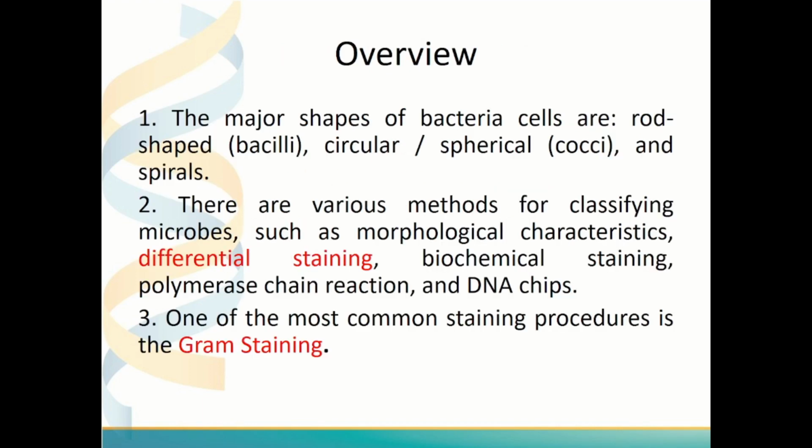Just to refresh from what we have learned, the major shapes of bacterial cells are rod-shaped or bacilli, circular or spherical that we call cocci, and spirals. They can be found also as single cells like Monococcus or Monobacillus. They can also be found in pairs, for instance Diplococcus or Diplobacillus, clusters of 4 cells which we call tetrad, 8 cells we call Sarcina, and irregular clusters that we call Staphylococcus. That will be explained in this slide.